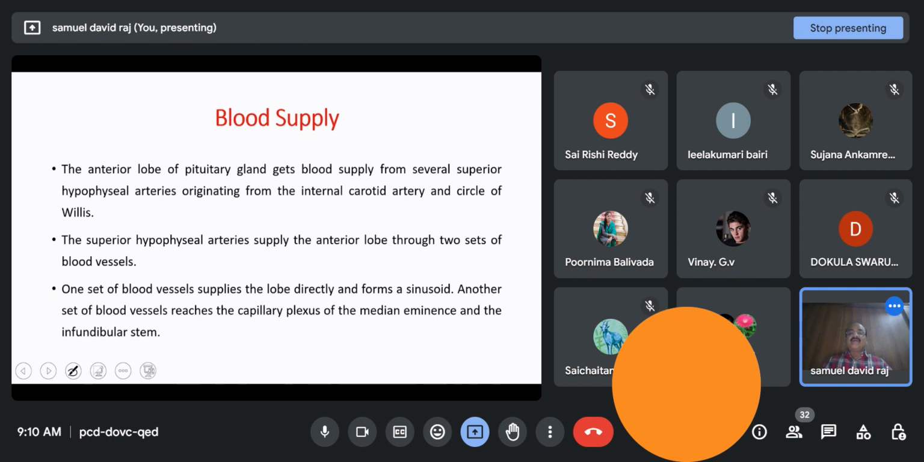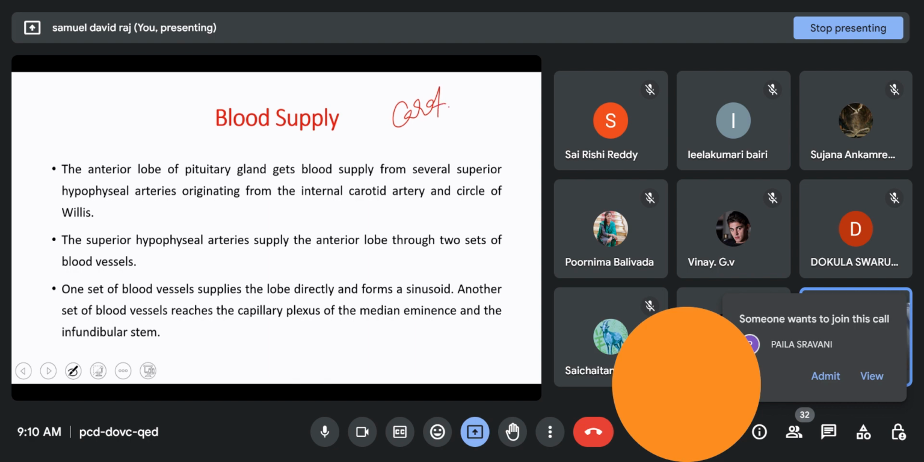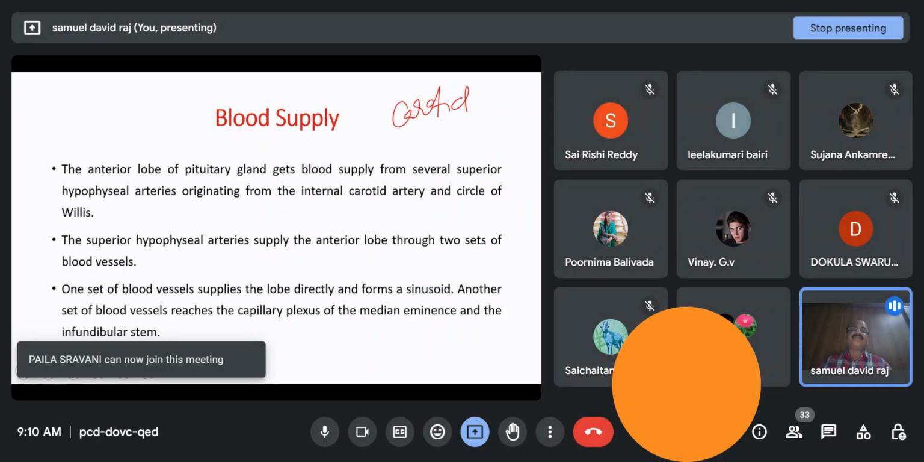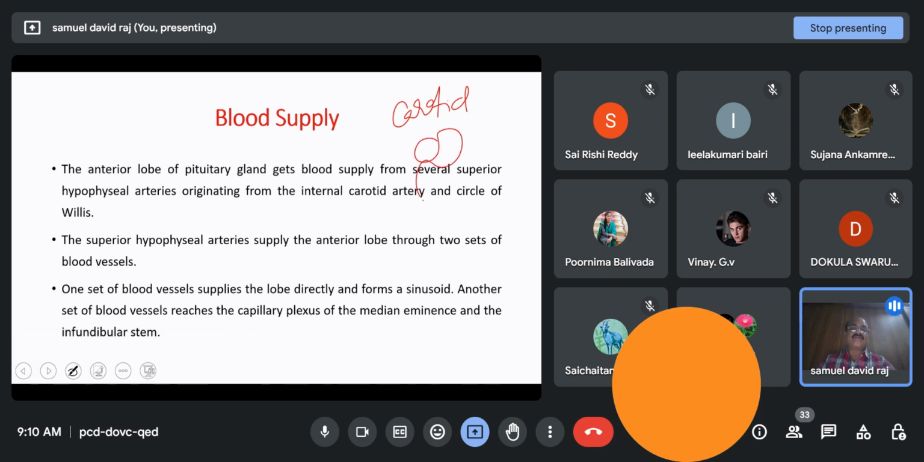And coming to the blood supply, the pituitary gland is supplied blood from the carotid artery. Carotid artery is the blood vessel which supplies blood to the brain. From the heart there arises the left systemic aorta. This continues towards the upper side as the carotid artery. That divides to form an external carotid and internal carotid that supplies blood to the brain.